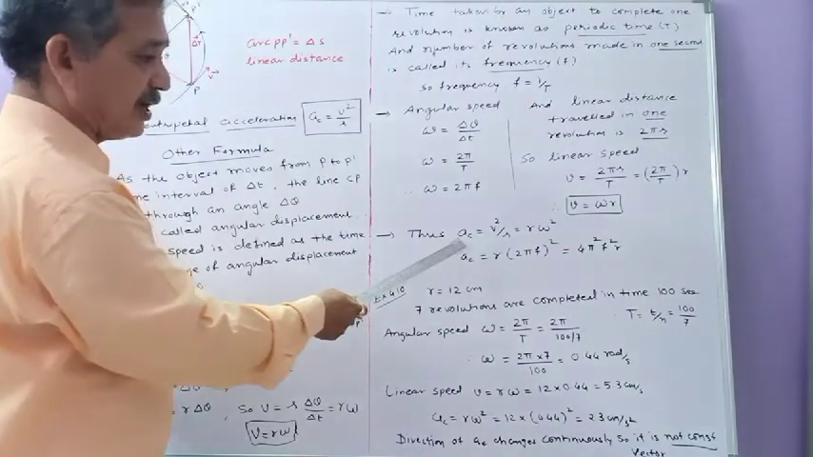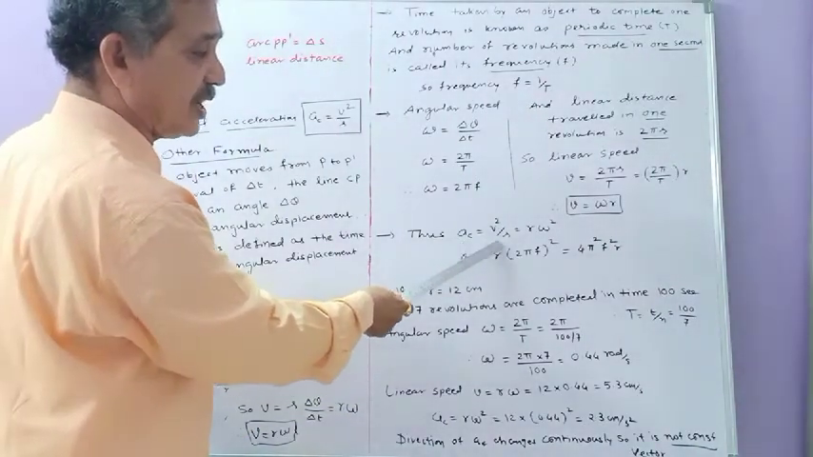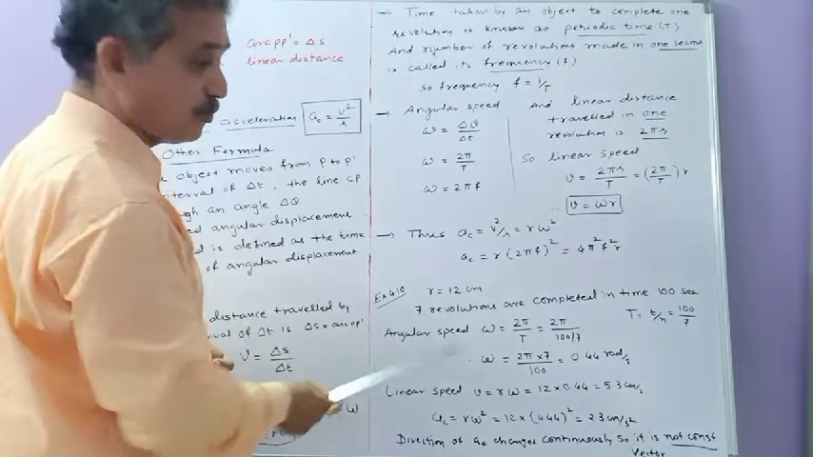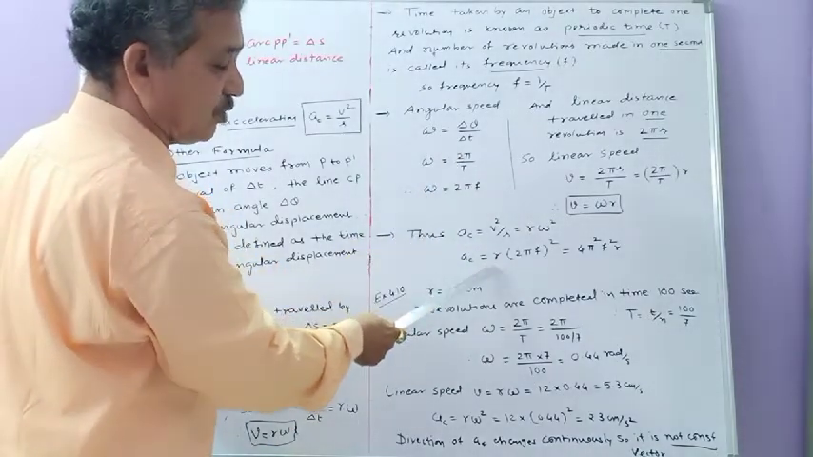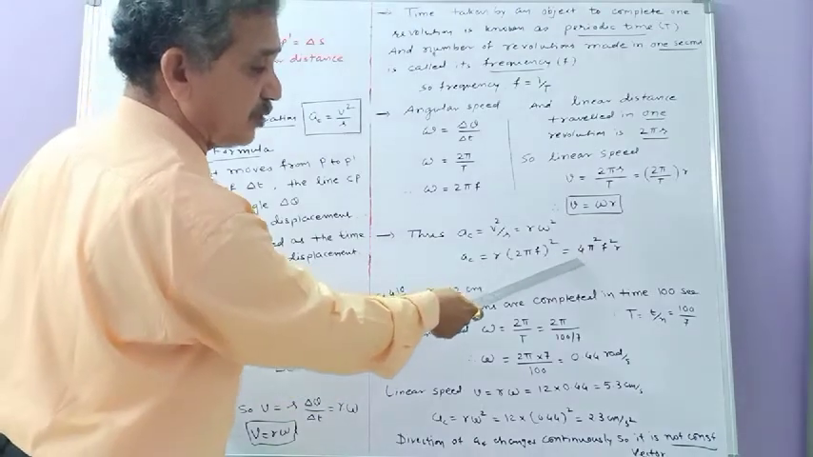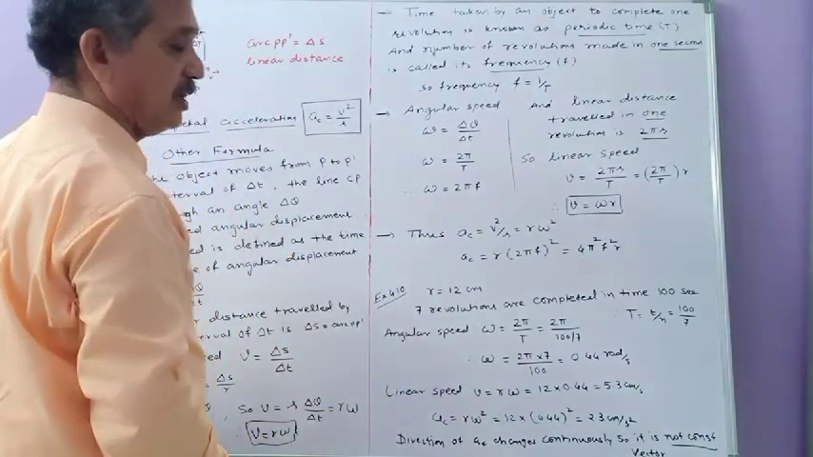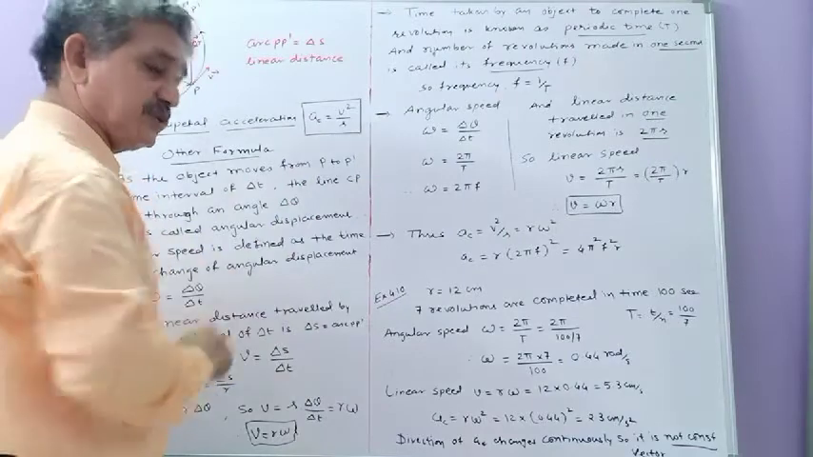And then again you can write centripetal acceleration is v square by r, equal to what? r omega square. Put omega equal to either 2 pi by capital T or 2 pi f. So r into (2 pi f) square becoming what? 4 pi square f square r. And with this point, this topic is finished.